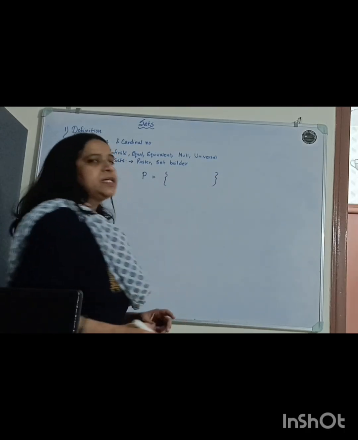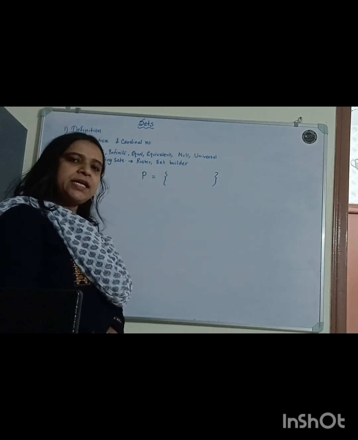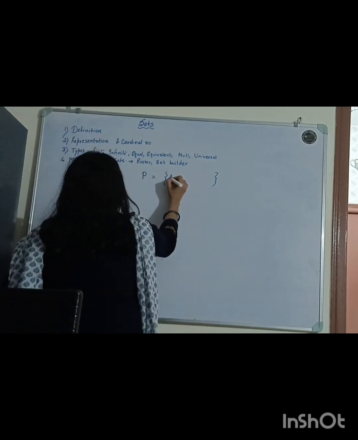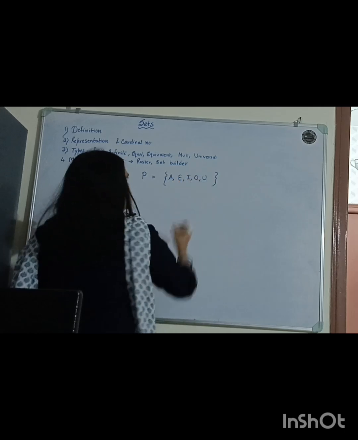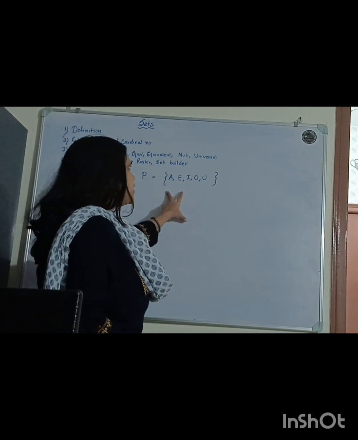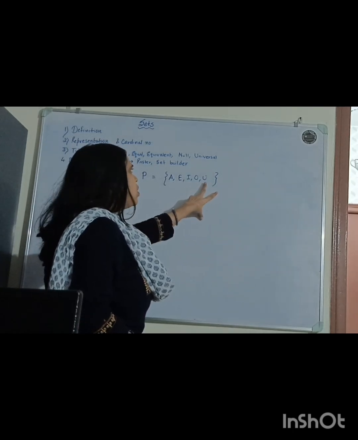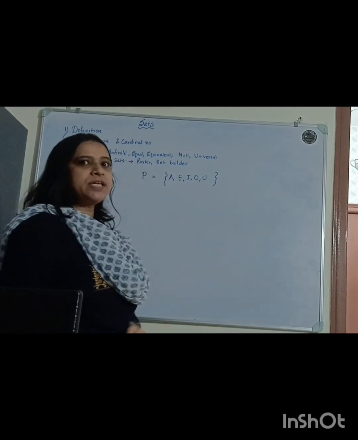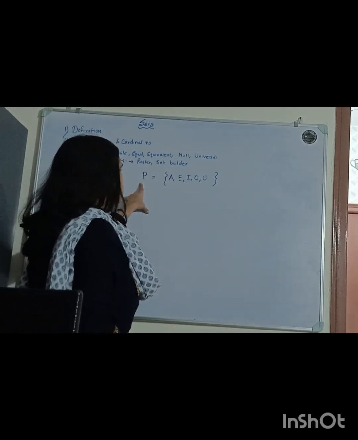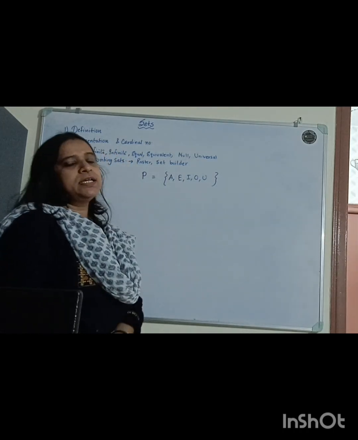Suppose I am saying the collection of all the vowels in the English alphabet. So what are the vowels present in the English alphabet? They are A, E, I, O, U. These are the vowels. How are we writing the elements? We write the elements separating all the members using commas. So these are the elements of the set. The name of the set is P. So P equal to, one curly bracket I have made, and these are the elements of the set.